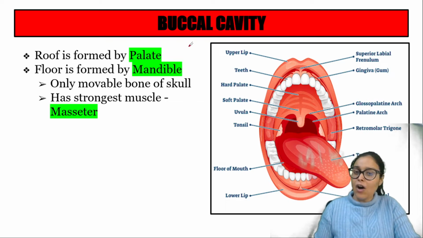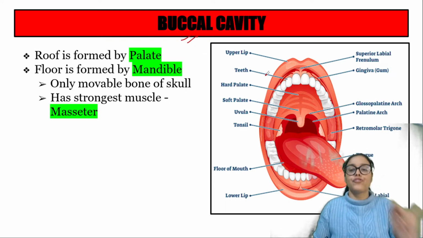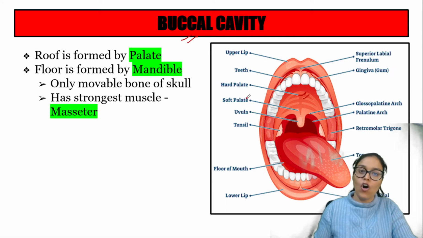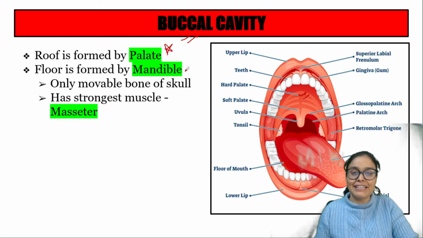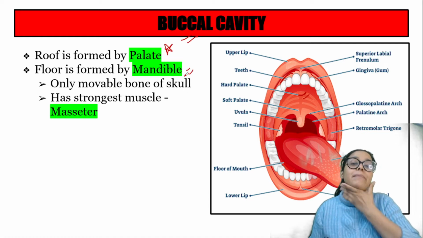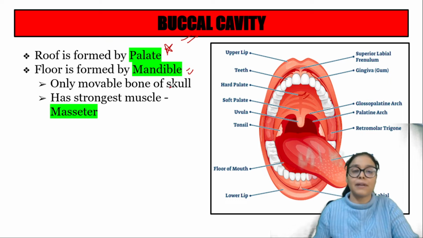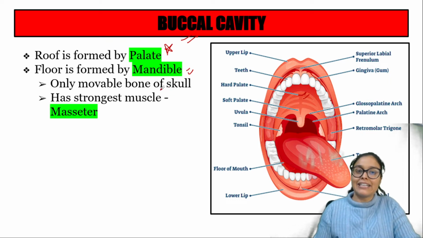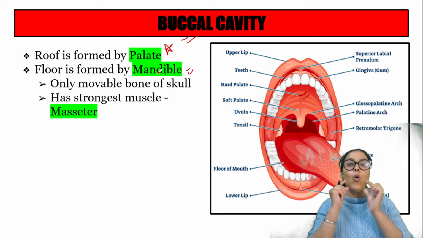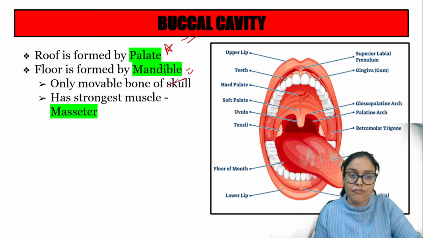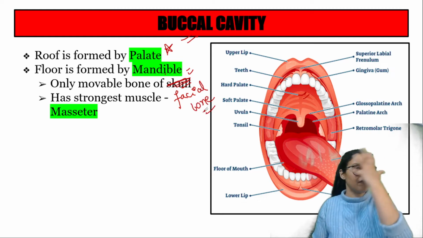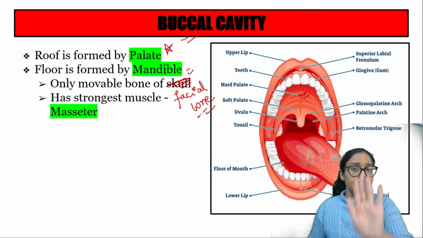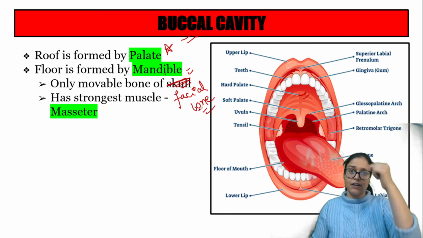Now, the roof of the buccal cavity, बuccal cavity का छत, is formed by the palate. So obviously the roof is formed by the palate, and the floor is formed by the lower jaw, the mandible. So ये floor बना रहा है, ये छत बना रहा है. And we know that mandible is the only movable bone of the facial, not skull but facial bones. So it's the only facial bone which is movable in the face. तो मतलब face bone में सिर्फ यही movable है, rest not any bone is movable in our face, right?